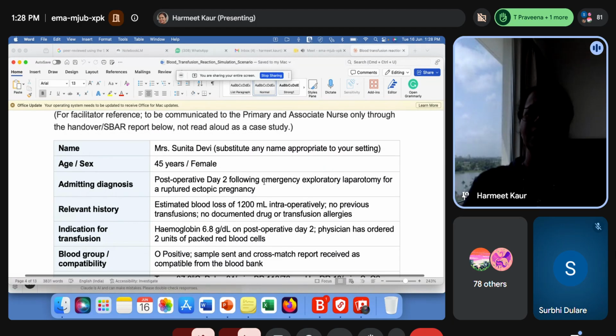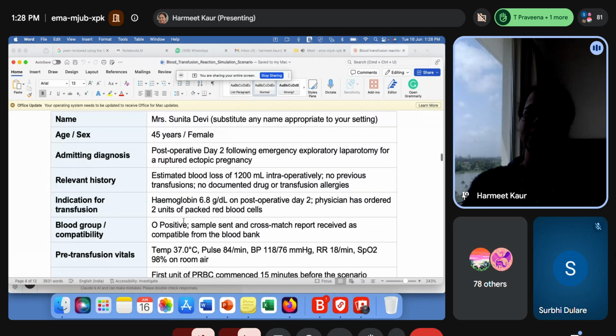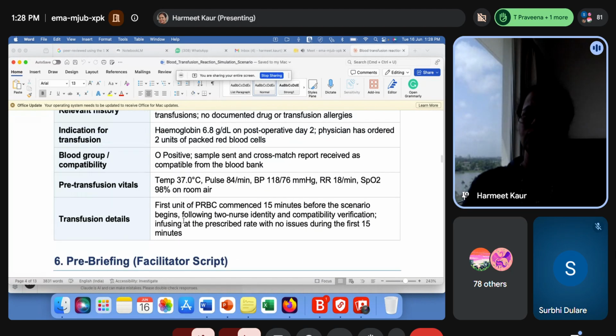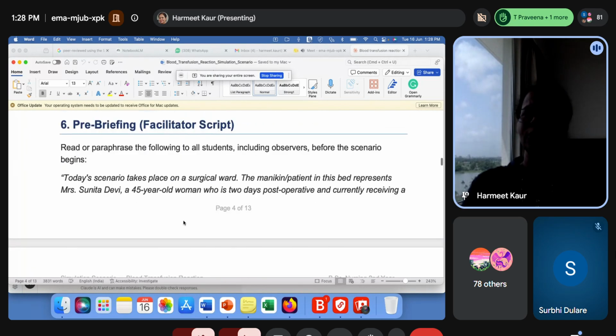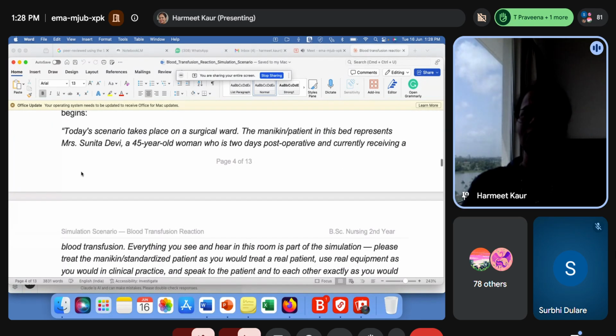You see, very nicely it has given you the patient. Now, as per Indian setting, it has given name, diagnosis, what is the diagnosis, what is the relevant history. So students can go through it. Now, this is the pre-briefing. This is the scenario. It has given a very nice scenario of what will be done.